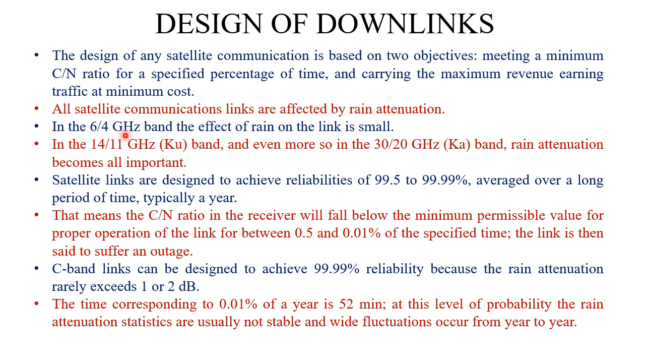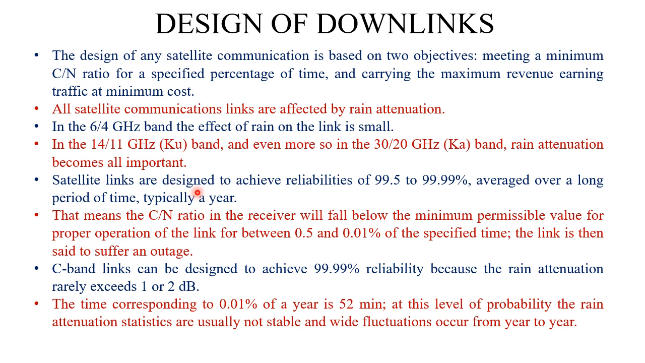In the 6 by 4 gigahertz band, C band, the effect of rain on the link is much smaller. We have discussed this thing. In 14 by 11 gigahertz, that is Ku band, and even more so the 30 by 20 gigahertz, that is Ka band, rain attenuation becomes very important.